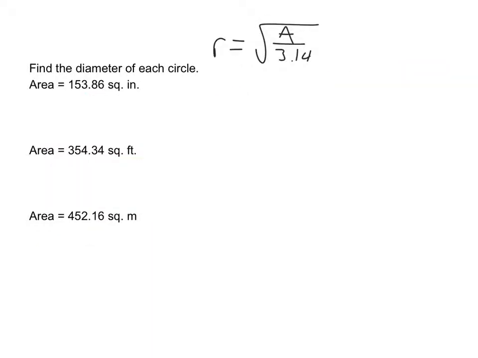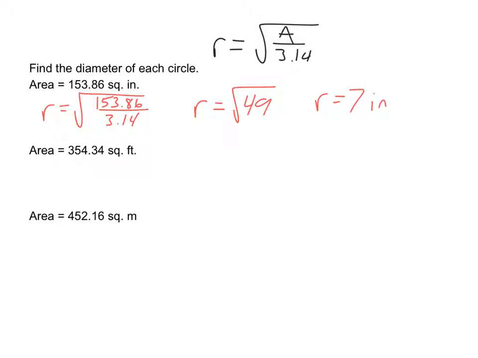Now we're going to figure out how to find the diameter of the circle. So we're going to start out the same way that we did before. We're going to find the radius first. So for this first one, if I've got 153.86 square inches as my area, to find the radius, I take the square root of 153.86 divided by 3.14, which would give me the square root of 49, which means my radius is 7 inches.